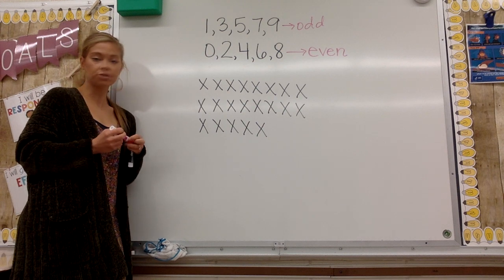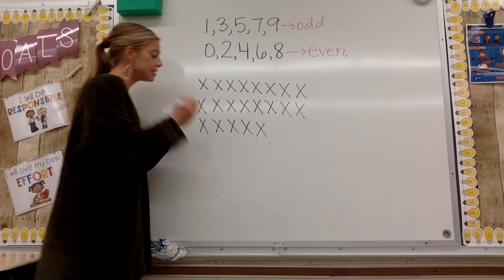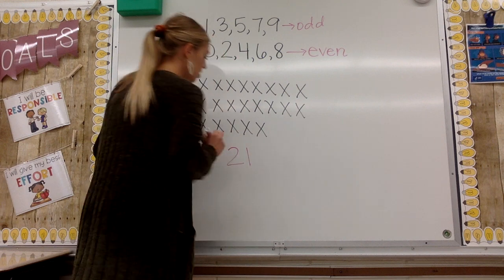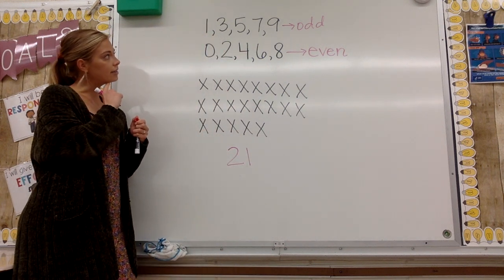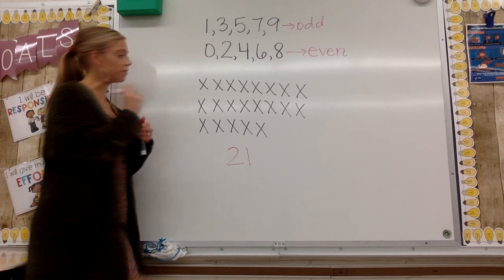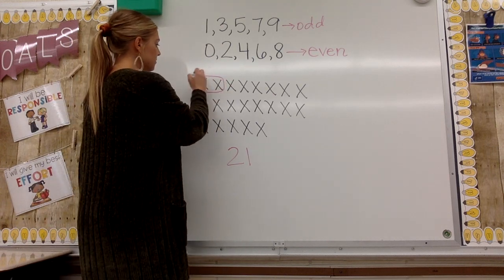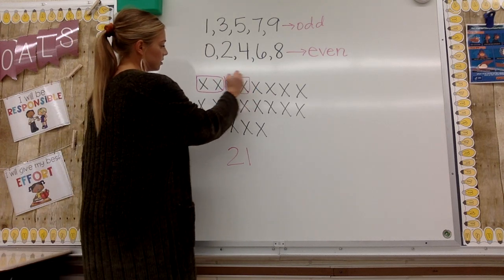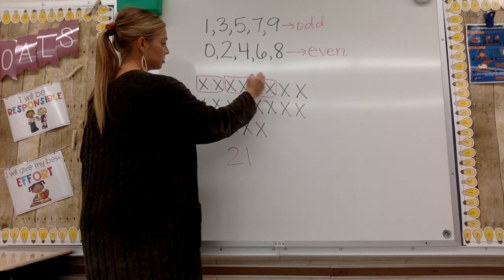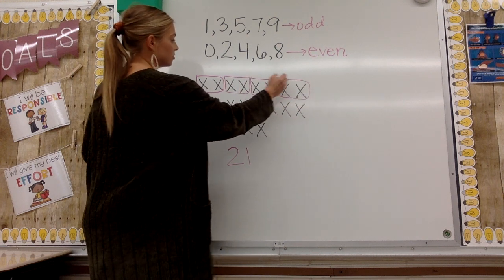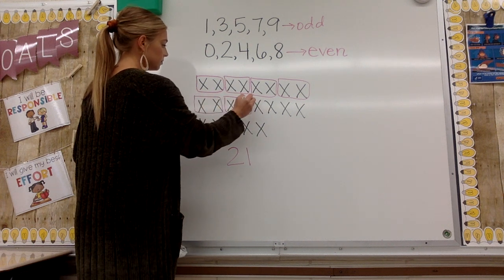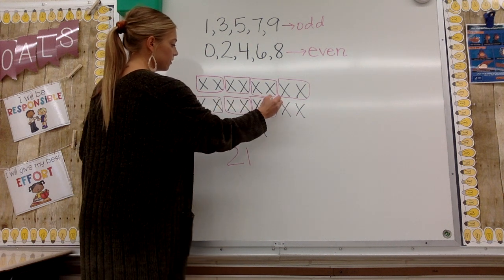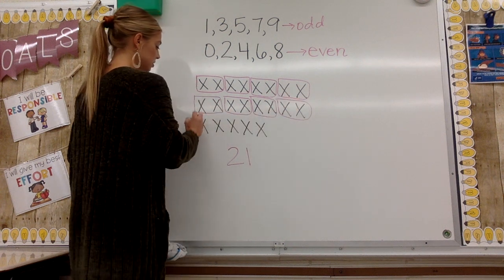So now, let's group them up in groups of 2 and see if 21 is even or odd. What do you think it's going to be? Do you think it will be even or odd? Let's find out. Here's a group of 2. There's a group of 2. I'm just circling all the groups of 2, and I would love for you to do this with me on your own whiteboard or paper. And I'm pairing up all of the x's.